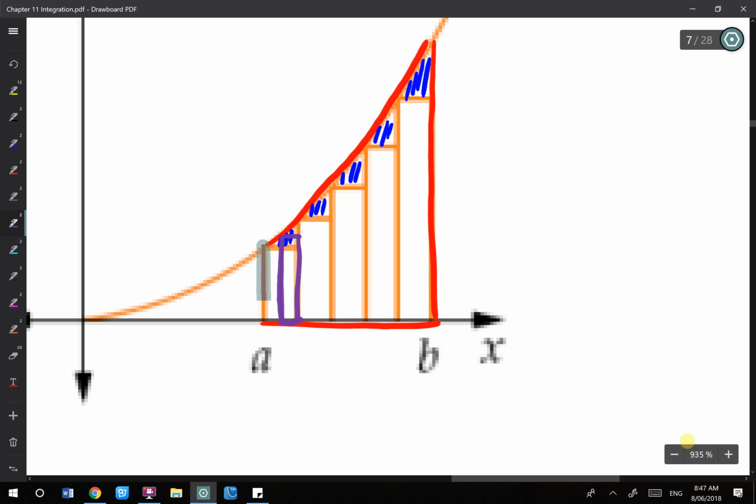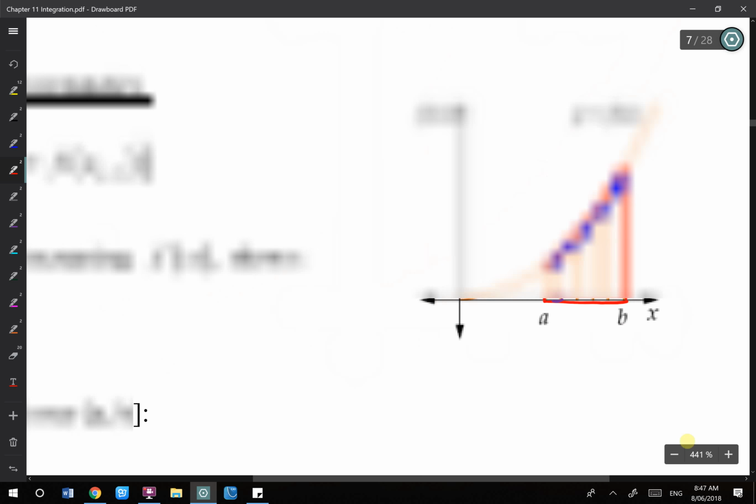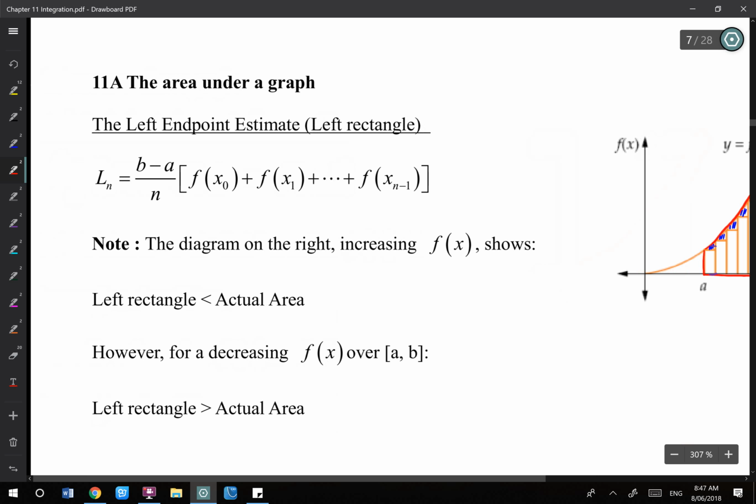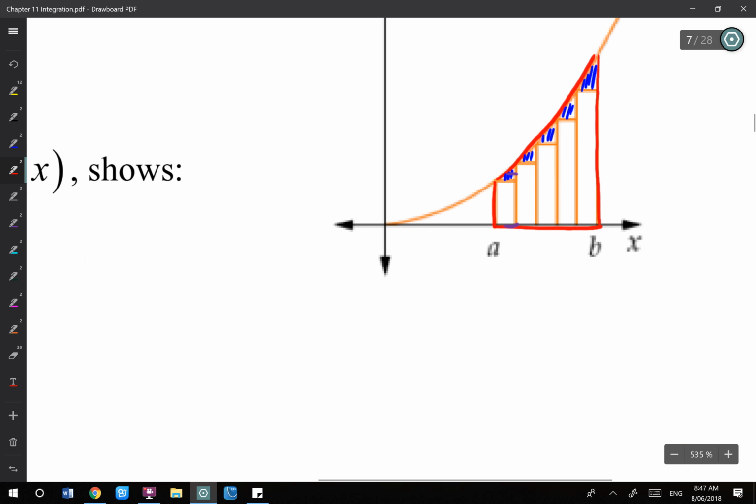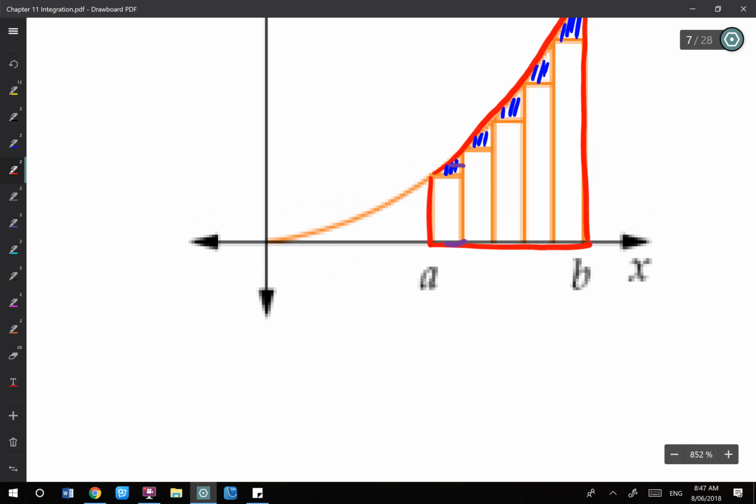So this is one of the methods we use to approximate the area first. We call that the left endpoint estimation, or left rectangle estimation. Why do I call that a left endpoint? Because I start my first rectangle by using the left-hand side point as the height. So I use A as the height.